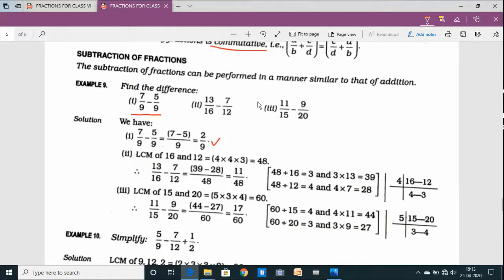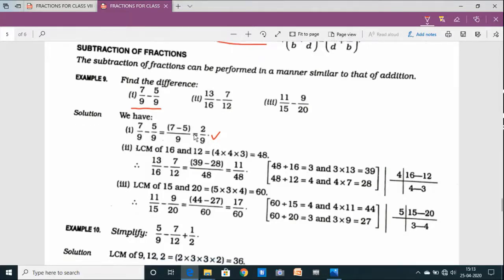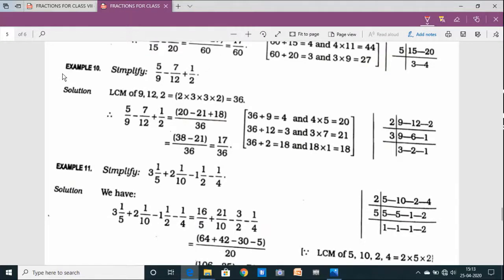The second and third examples are all done with the same process. Example number 10. Simplify 5 by 9 minus 7 by 12 plus 1 by 2. Take the LCM of 9, 12 and 2. We obtain 36. By the shortcut method which we have done earlier, 36 will be divided by 9 and we obtain the quotient 4, and 4 will be multiplied by 5, here 4 fives are 20.